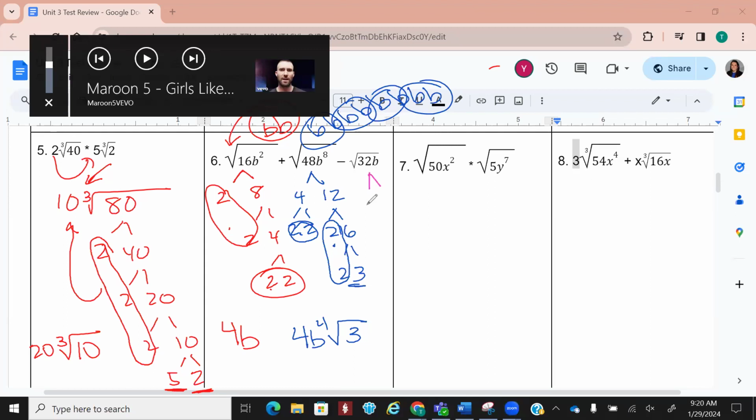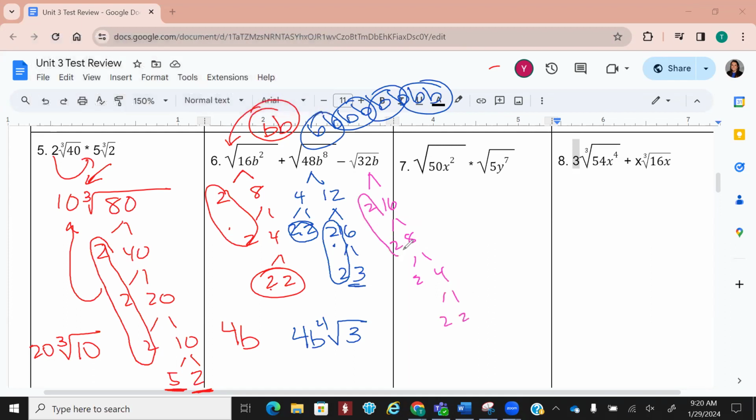So if you break this down, we can do 2 and 16, and then 2 and 8, and then 2 and 4. I'm sorry, I'm writing over here. 2 and 2. We got a pair of 2s, a pair of 2s. We're left over with 1. So this would give me 4 square root of 2b. And there's a negative out front.